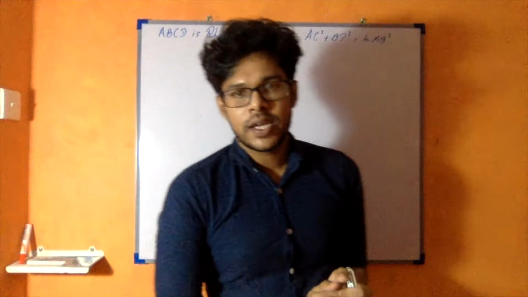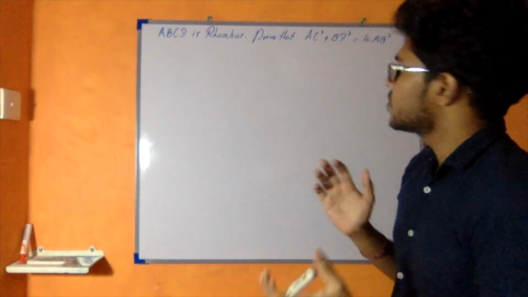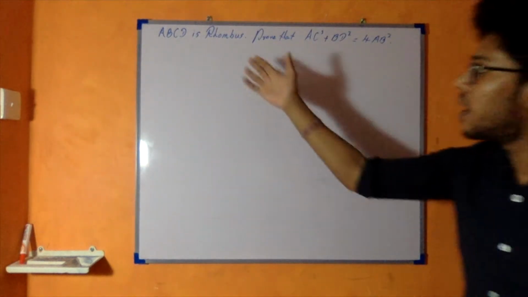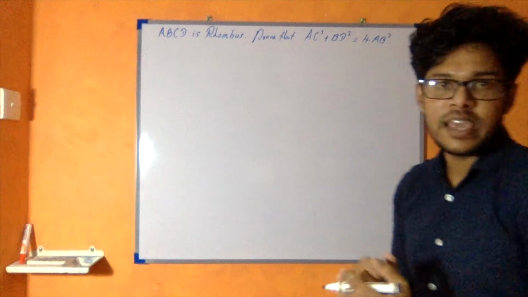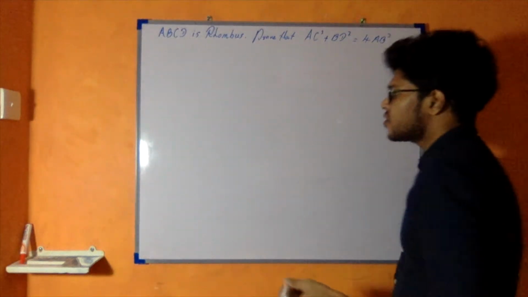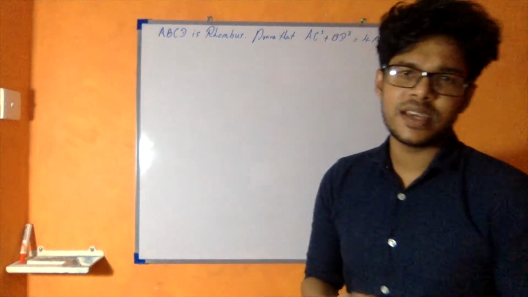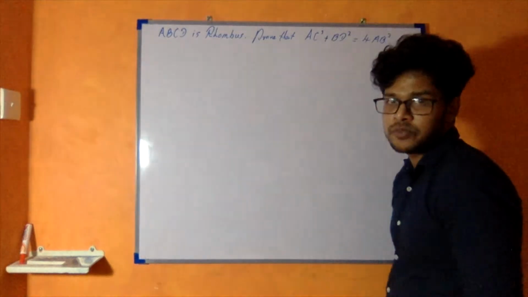I hope you figured out the answer to the question. Now let us check what the correct answer is. The question is about a rhombus. It says ABCD is a rhombus. So what is a rhombus? First let us look at the basic shapes and the properties that we learned in smaller classes.